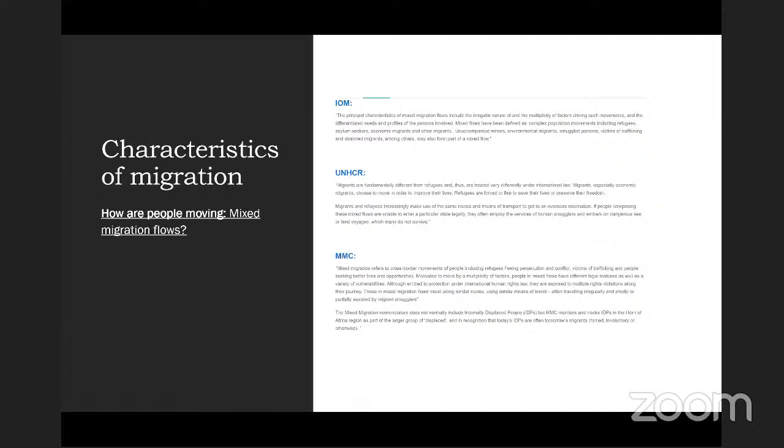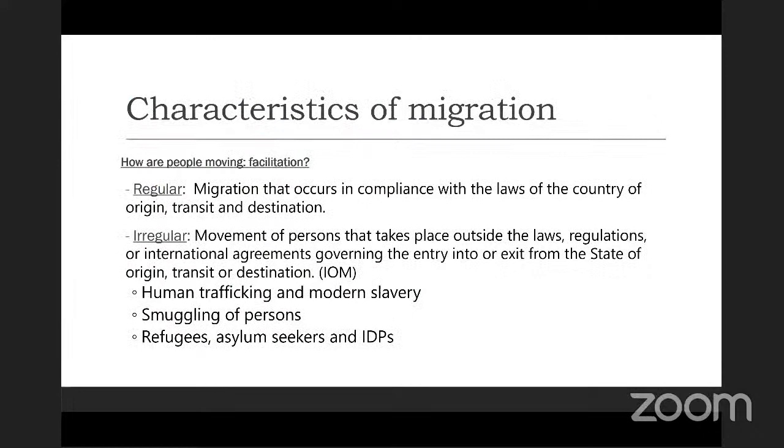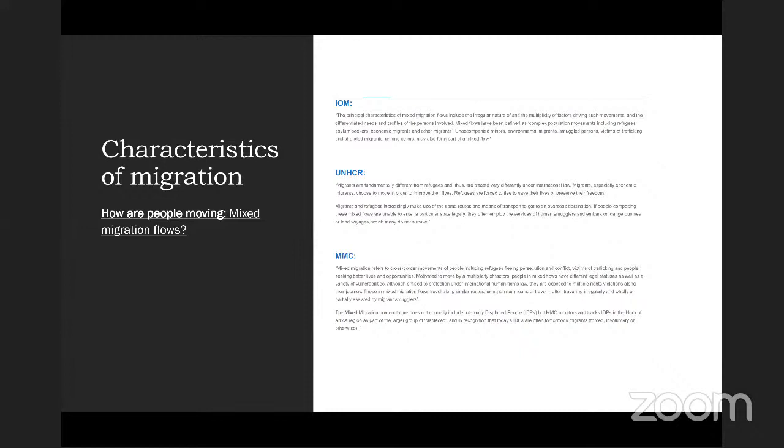If we look at regular and irregular migration and facilitation, I think the notion now is that we cannot really look at them as two separate processes. In some cases they are very clearly distinct, and sometimes the world is really mixing a lot. And how is it mixing? The IOM says that mixed migration flows look at the irregular nature of such movements, the multiplicity of factors driving them, and the differential needs and profiles of the people involved.